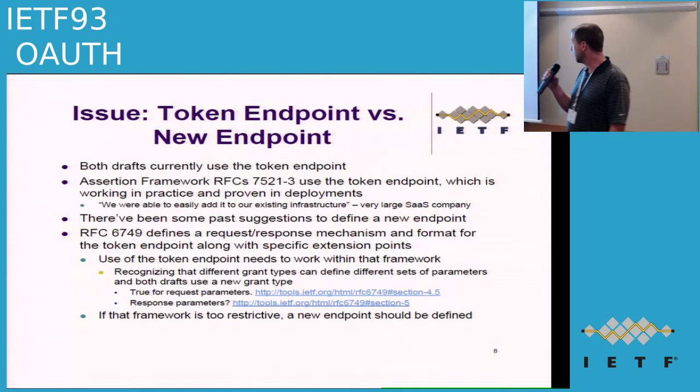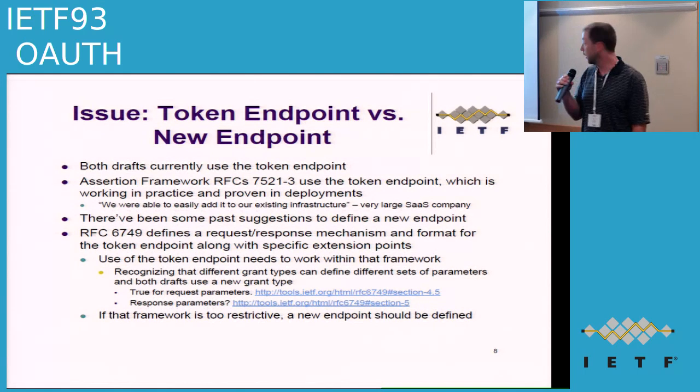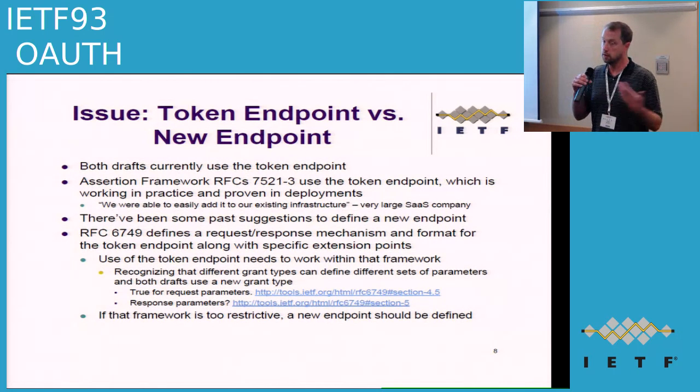Mike said this here, recognizing that different grant types can define different sets of parameters, and both these drafts do use a grant type. So I think this is very clear for request parameters. The grant type is a request parameter. You give it a new grant type, and that is allowed to define whatever request parameters you want. It's a lot less obvious to me that it's legal with response parameters. I can't quote the doc offhand, but RFC 6749 has, this is the token endpoint response. This is what it looked like. These are the musts.